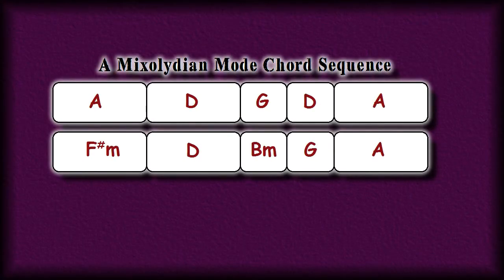Finally, we come to the Mixolydian mode, and we're basically going to follow the same principle as we did with the Ionian and Lydian modes. All of these chords here, the A, D, G, F sharp minor and B minor, they can all only exist together in the key of D major.